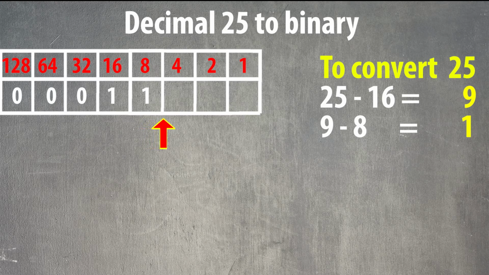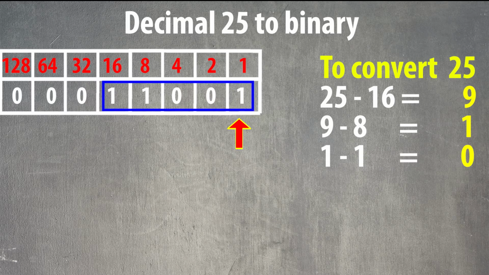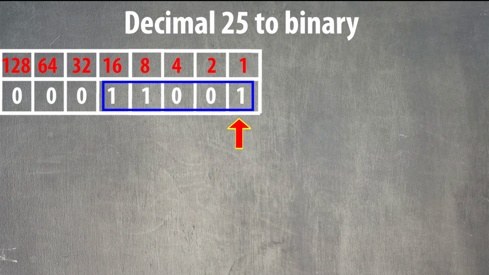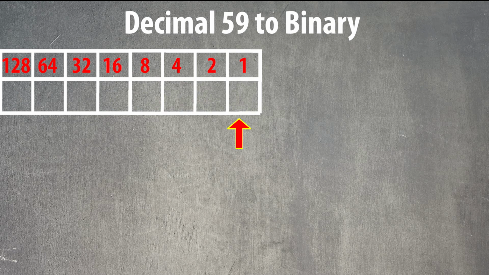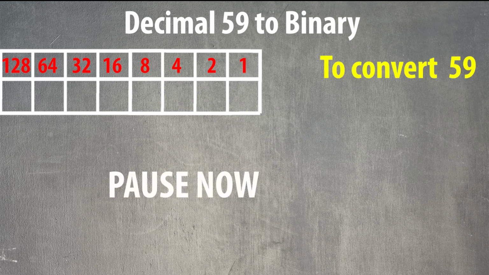Next is column 4. No, that's too big. And 2's too big. But 1, obviously, is the same. So we put a 1, then we subtract 1, leaving 0. We've finished. So 25 in binary is 11001. If you want, you try 59. Pause the video if you want to have a go.